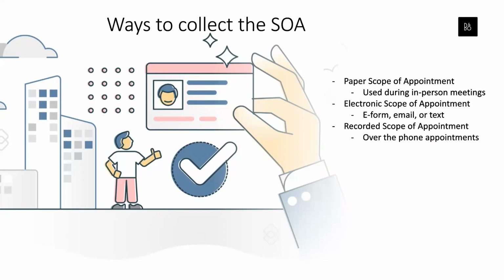Last, we have the recorded scope of appointments. These are relatively new, with most Medicare enrollment occurring over the phone. The Centers for Medicare and Medicaid Services can approve a script read verbatim on a recorded line. The beneficiary must state that they agree to talk about these products, and some carriers are offering different ways to record the scope of appointments.